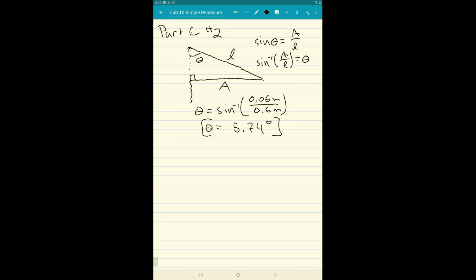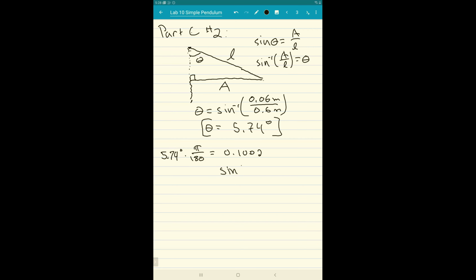So this is an example of the small angle approximation. Basically, I just wanted to show you here. So, if you have degrees, you multiply it by pi over 180, right? So you do 5.74 degrees times pi over 180. That gives you 0.1002, basically.